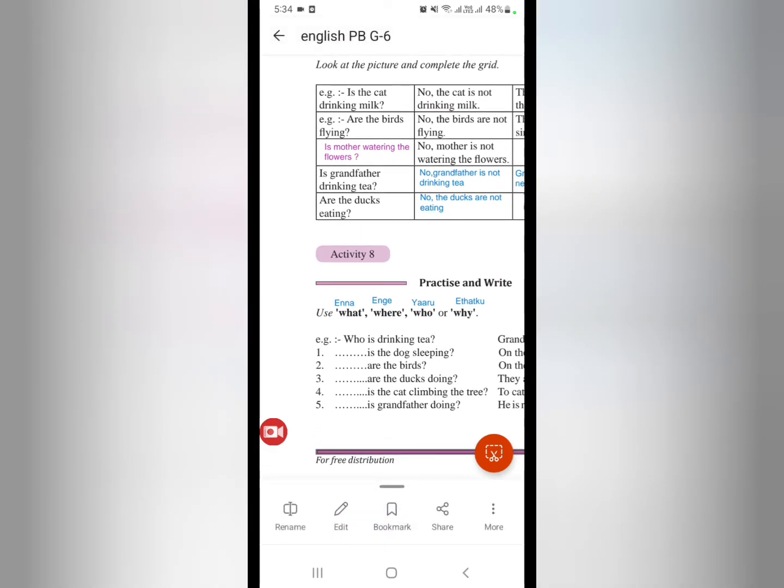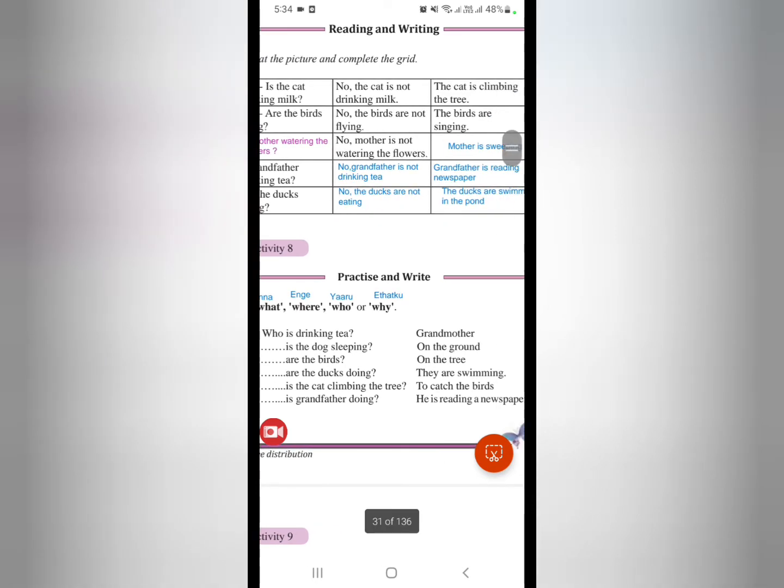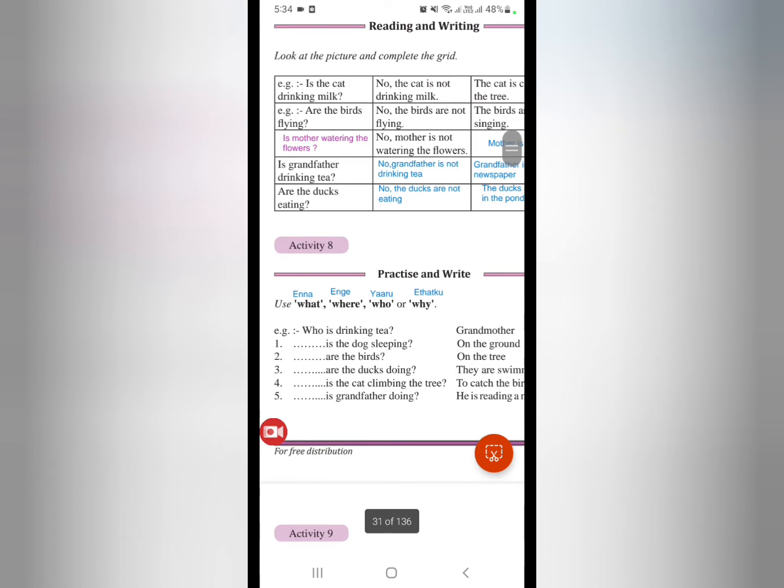First of all, I will explain it and then I will write all the answers. Okay. Are the birds on the tree? Then what will you use? Tree. It is where is the bird? Where are the birds? Then it will be on the tree. Here also where only. Now they are swimming. What are the ducks doing?